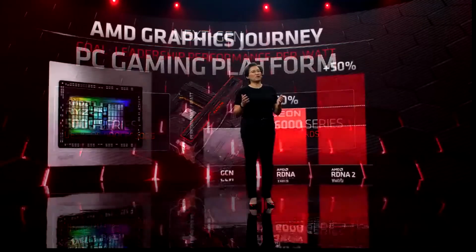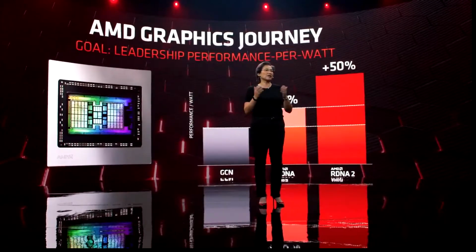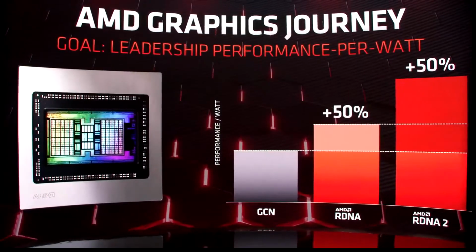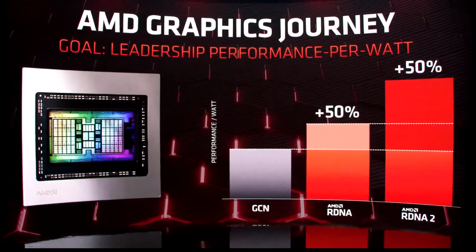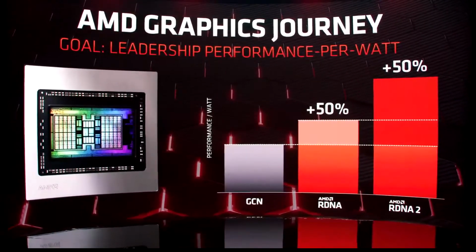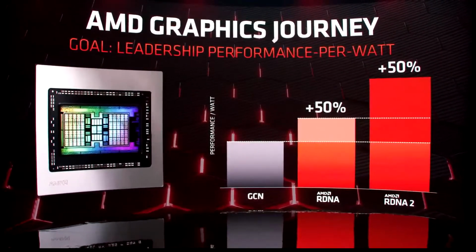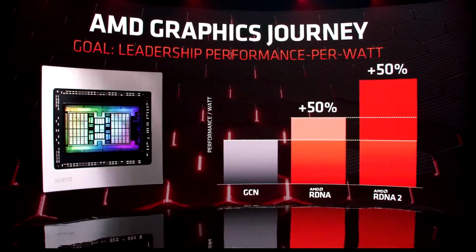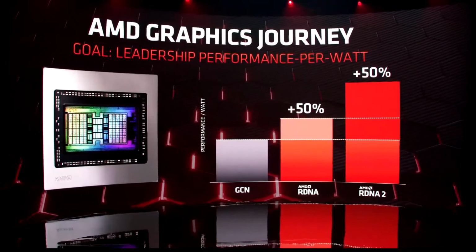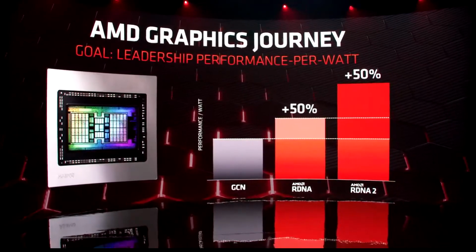I often talk about the fact that we're on a journey, and we are on a journey. Just like with our Zen CPU architecture, we're on a multi-year journey in GPUs with our RDNA architecture. We designed RDNA specifically for gaming, and our first-gen RDNA products delivered 50% better performance per watt over our GCN architecture. We wanted to take another big step with RDNA2 and deliver another 50% generational improvement in perf per watt. And with RDNA2, we also set the very ambitious goal to deliver leadership gaming performance.